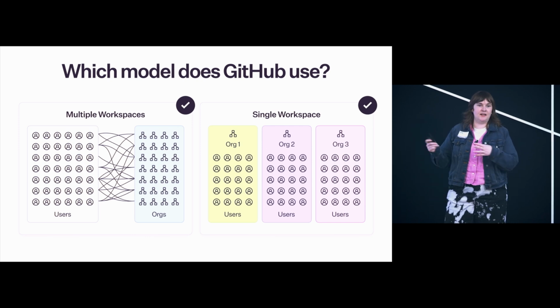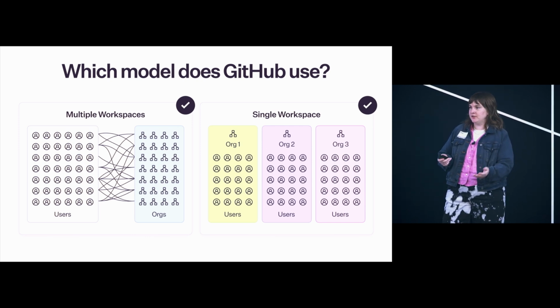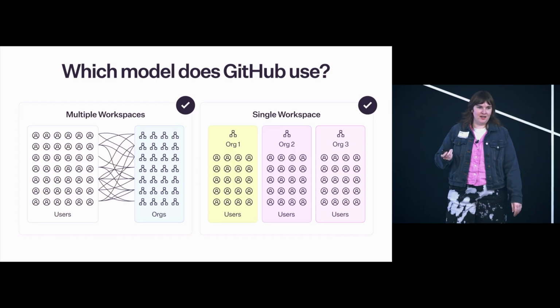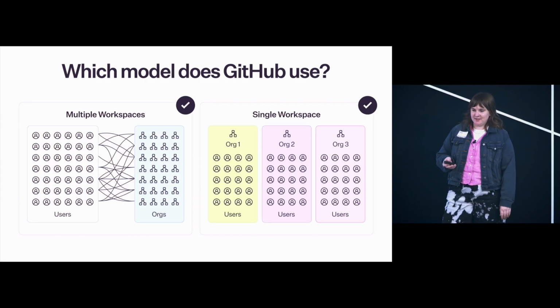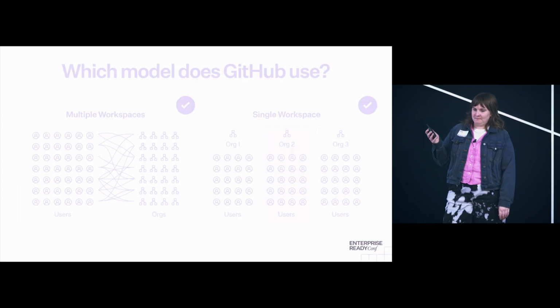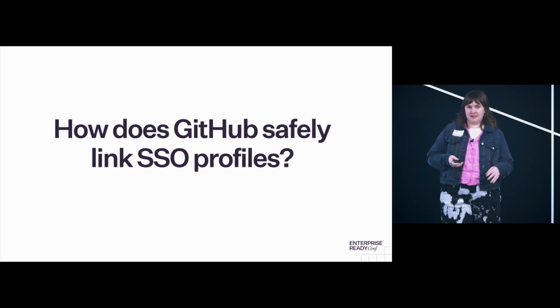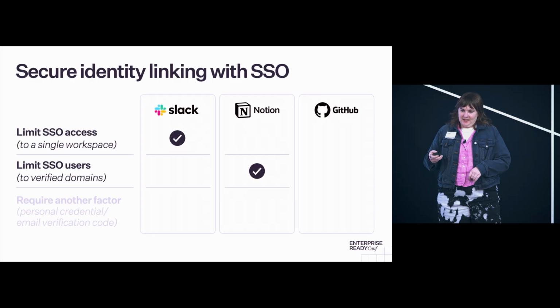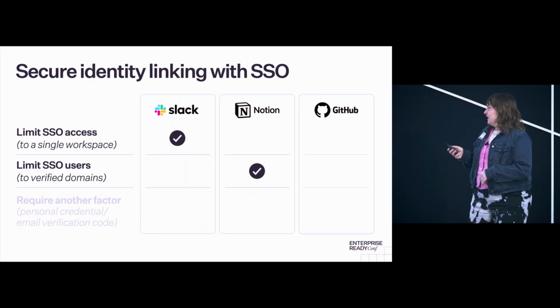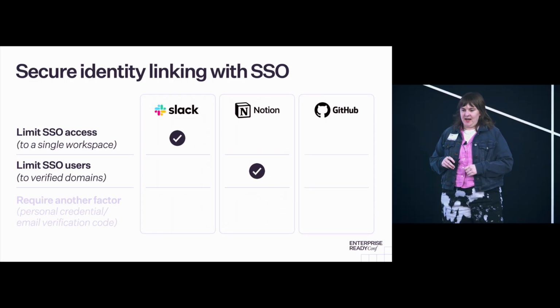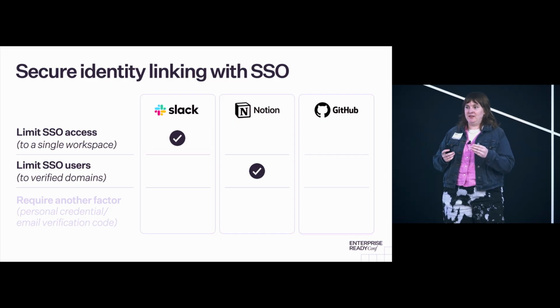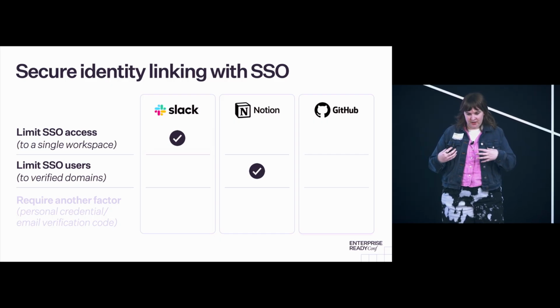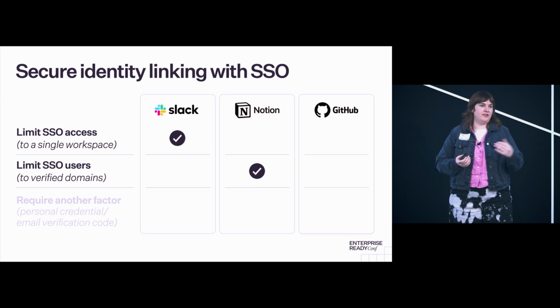And that gives the IT admin way more control over each of the users. For the sake of this talk, we're going to talk about the multiple workspaces model for GitHub, the original. It's more interesting in terms of the SSO features. OK, so let's talk about how GitHub safely links SSO profiles. Now, their implementation is really interesting to me. And it's largely influenced by the product decision that the user owns the user account, not the IT admin.